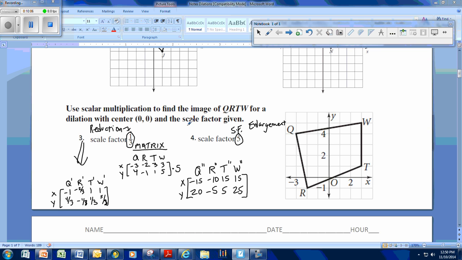All right, that's our lesson on dilations. We talked about scale factor, what makes it a reduction, and what makes it an enlargement. We graph dilations, and we also use some scalar multiplication with matrices. So I hope you got something out of the lesson.